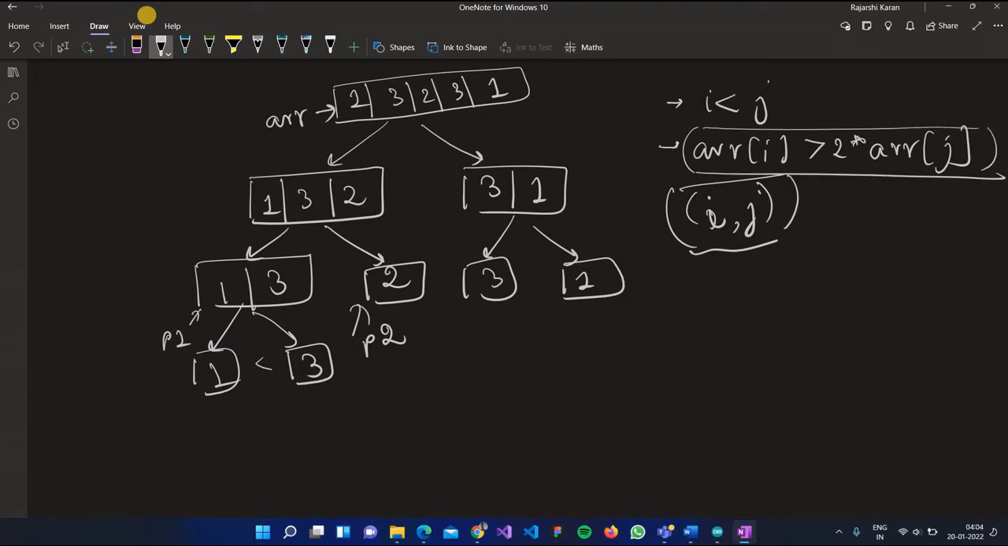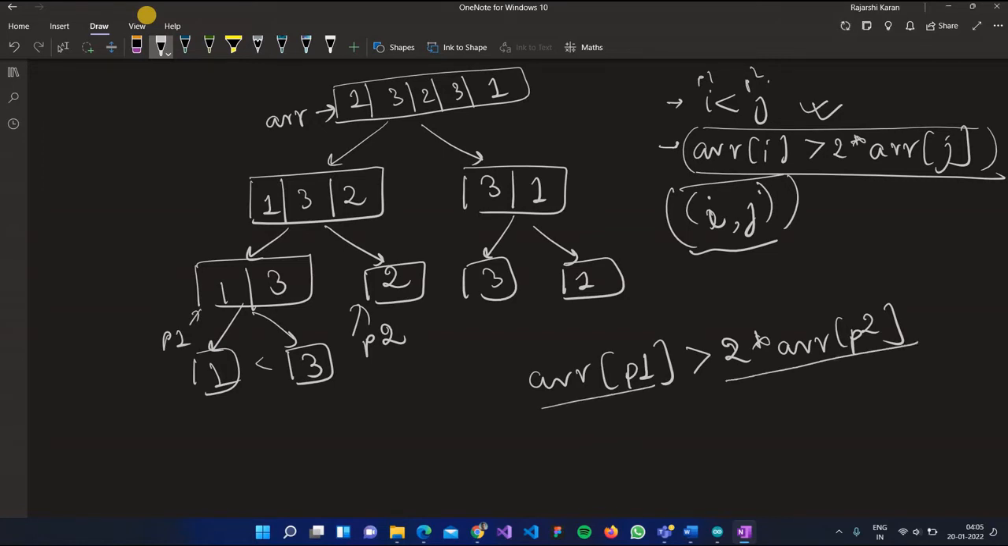So we'll be checking if array of P1 is greater than 2 into array of P2, because as you can see, P2 is starting from the second section, so it will always lie on the right side of P1. It will always be greater than P1. So that condition is already satisfied, that is i less than j, P1 less than P2. So the only condition that we need to satisfy is that array of P1 is greater than 2 into array of P2.